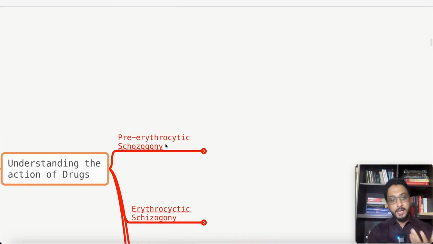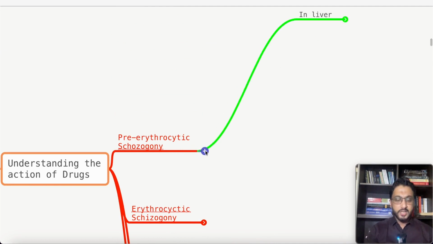So, you know what is pre-erythrocytic, in the liver. So, what is schizogony? I'm not going into too much detail of this, but schizont means a liver cell or an RBC. It can be either a liver cell or an RBC, which is where the development or the infected organism is there. That's called schizont.